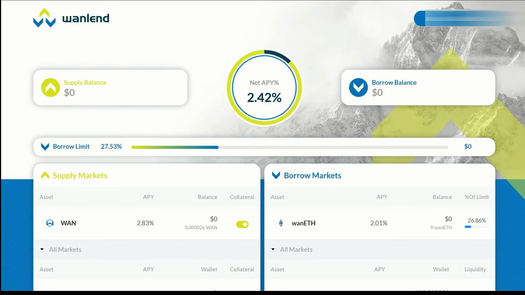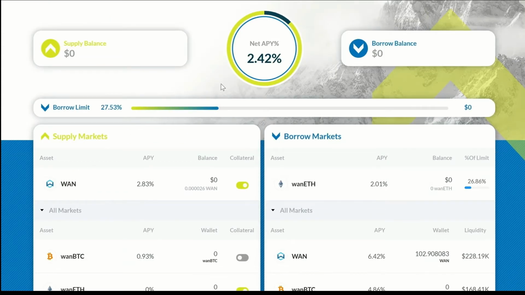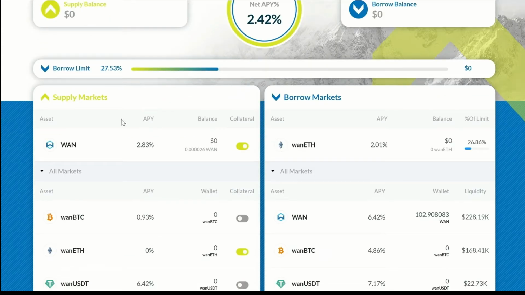First thing, I want to take you through the WanLend website. Now yours is going to look a little bit different than mine. I've been playing around with it, depositing some assets and withdrawing them just to test it out a little bit. But for the most part, your functions will be the same.